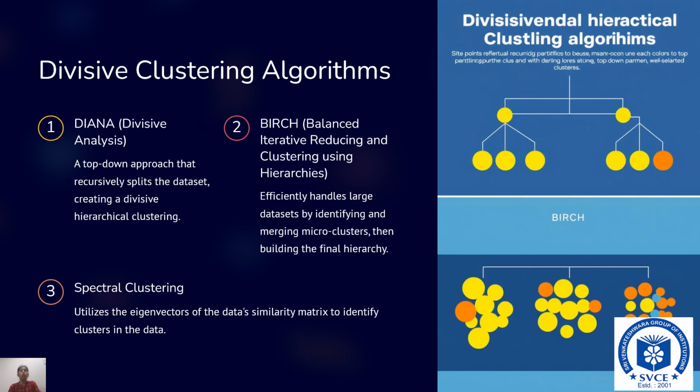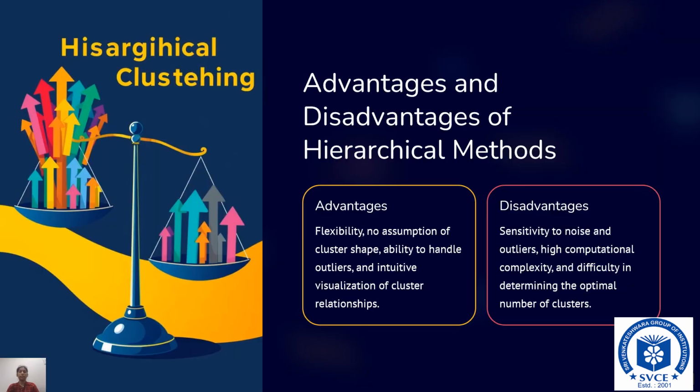DIANA is a top-down approach that recursively splits the dataset, creating a divisive hierarchical clustering. BIRCH, the abbreviation is balanced iterative reducing and clustering using hierarchies. This efficiently handles large data sets. It works by identifying and merging micro-clusters, then building the final hierarchy. Third one is spectral clustering. It utilizes the eigenvectors of the data similarity matrix to identify the clusters in the data set.